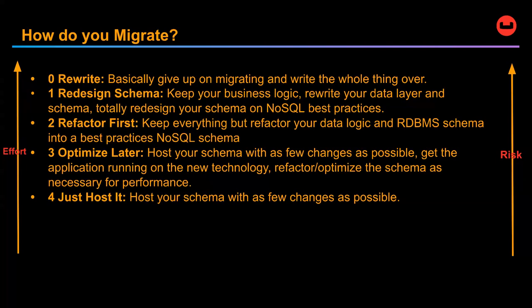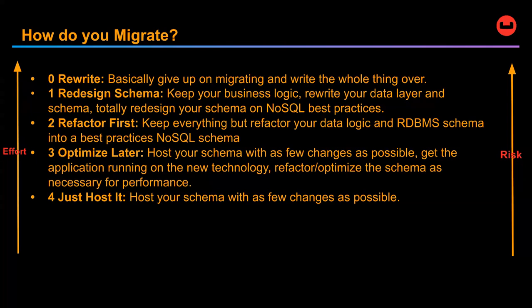We can keep everything as is, but refactor our data logic and RDBMS schema to a best practices schema. We're keeping our business logic, most of our data logic, but pursuing optimization upfront. Still a fair amount of risk, still a fair amount of effort, a lot of optimization, a lot of performance. We can also optimize later, basically just migrate the table rows to documents, make as few changes to our queries as possible. Our initial performance and scale may not be great, but it'll work, and it's low risk. Finally, we could just not bother optimizing it and host it.